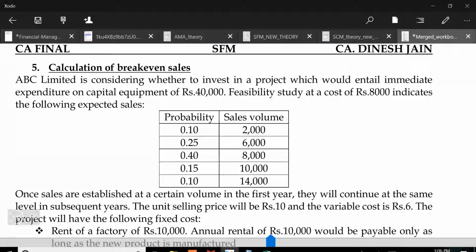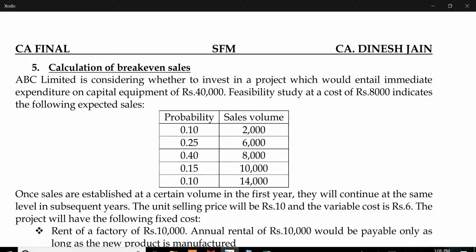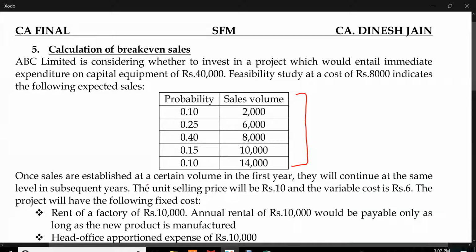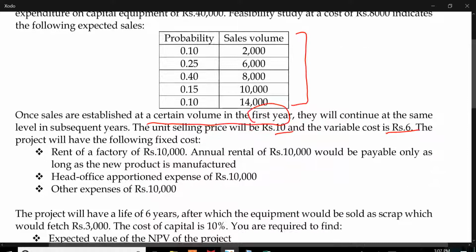Let's go with question 5 today. ABC Limited is considering whether to invest in a project which would entail immediate expenditure on capital equipment of 40,000. A feasibility study at a cost of 8,000 indicates the following expected sales. So this is what the sales we expect out of the product. Once sales are established at a certain volume in the first year, the same will continue for subsequent years. Selling price, variable cost is given, certain fixed costs are given.